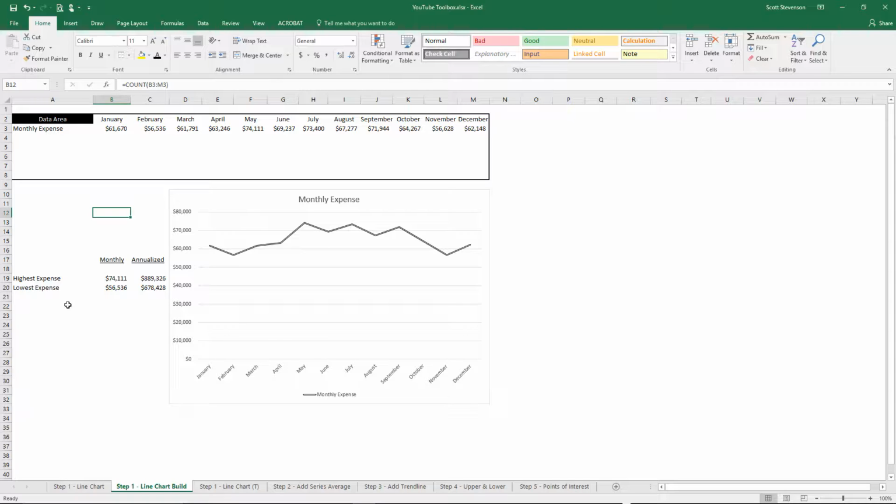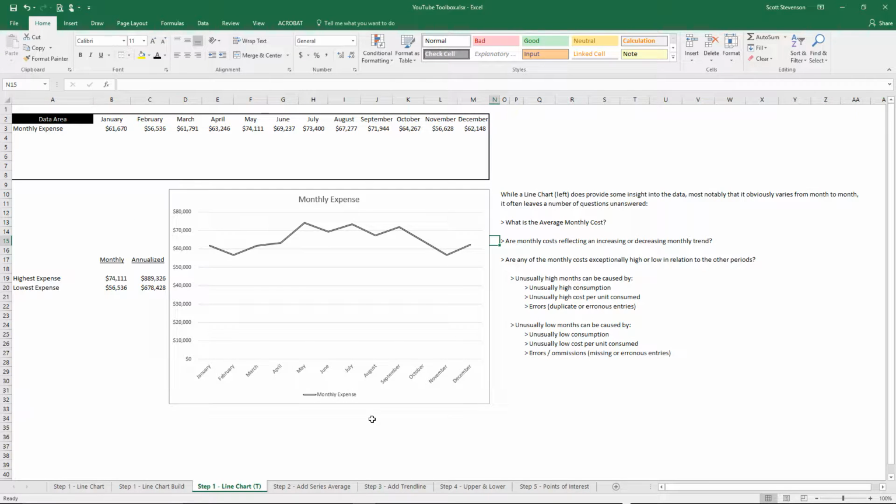Now, while this is an interesting chart and does provide a lot of insight into the data, there are a few shortcomings for a line chart. And what are those shortcomings? Well, it doesn't tell you what your average monthly cost is. We know it's somewhere between the maximum point and the lowest point, but it jumps all around. So, I'd guess it's sort of around $65,000 a month, but I'm not sure.